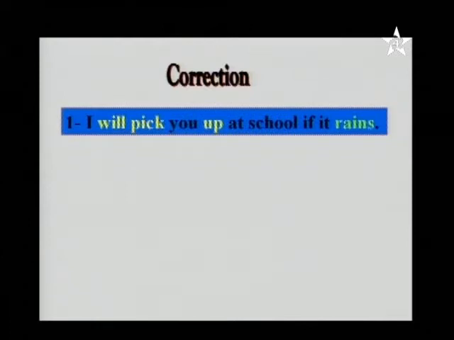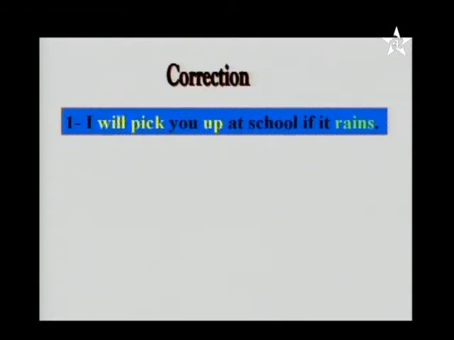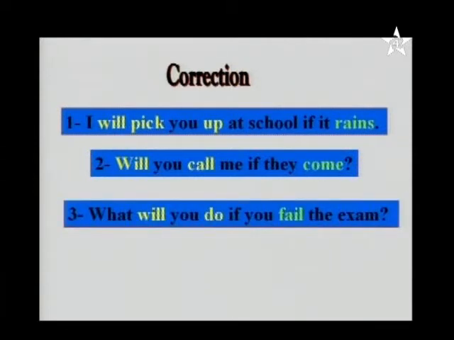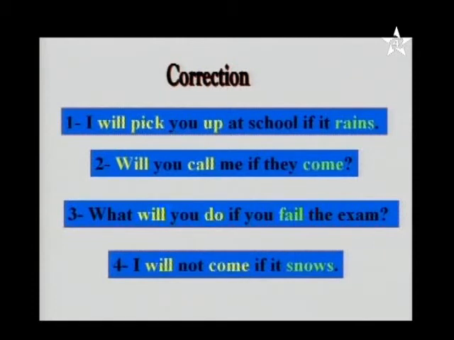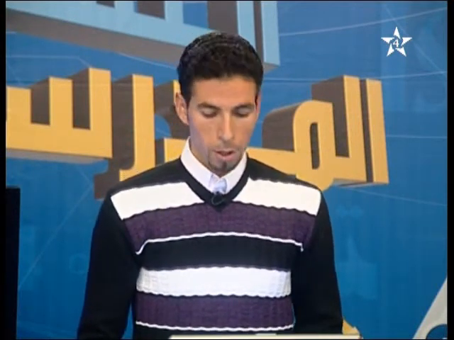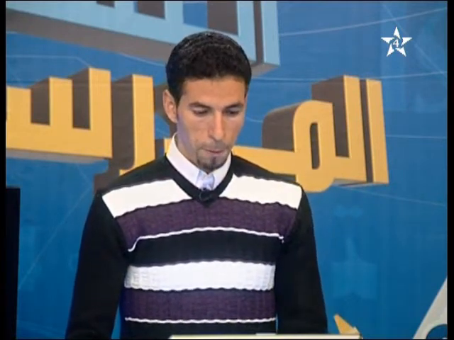Sentence 1, I'll pick you up at school if it rains. So the verb in the if clause is conjugated in simple present, as we said before, while I will pick you up is conjugated in simple future. Sentence number 2, will you call me if they come? Likewise. Sentence 3, what will you do if you fail the exam? And fourth sentence, I will not come if it snows, or I won't come if it snows. So as a summary, conditional type 1 has present simple in the if clause, and in the subordinate clause, it's conjugated in simple future.